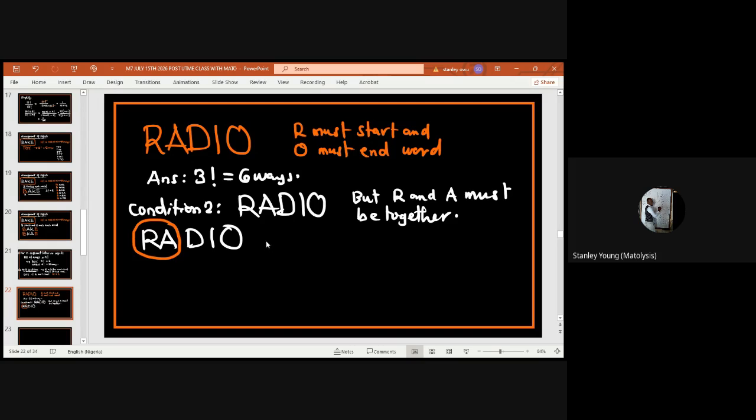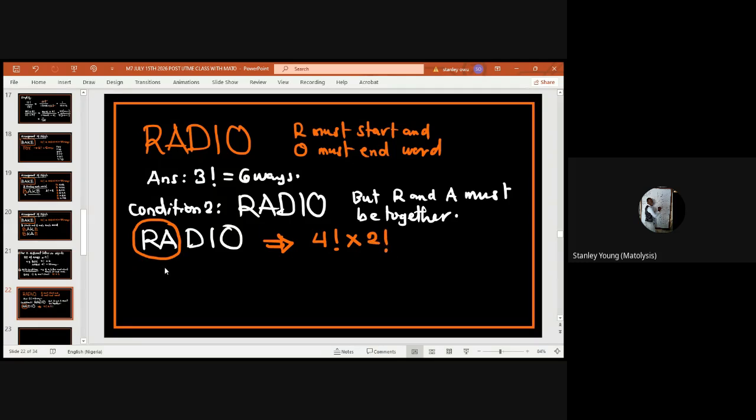So if you want to count the number of ways of doing this, I'll count R and A as 1. So I now have 1, 2, 3, 4. I'll do 4 factorial, but that's not all. Because R and A must be together does not mean it has to be RA. You know, it can also be AR. Do you agree? Yes, sir. Good. So 4 factorial for this alone, then you now multiply by 2 factorial.